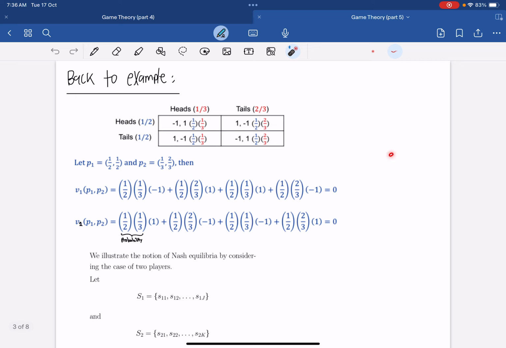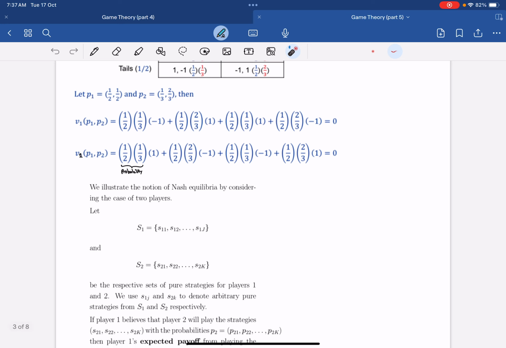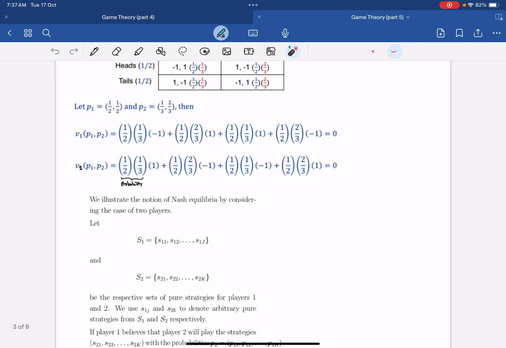And similarly for the payoff for player 2, it is just taking the probability multiplied by the payoff of each box. And you see that the payoff is 0. So in either case, the payoff is 0.